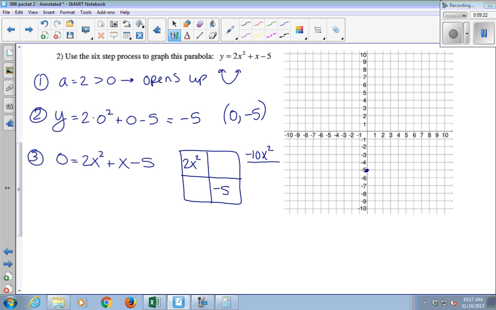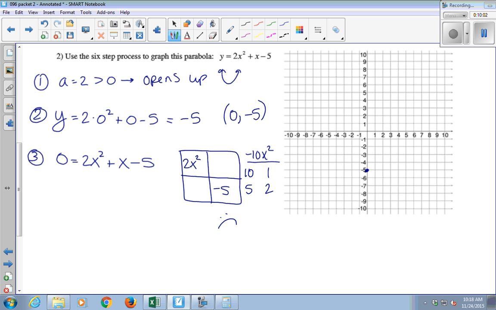So I need numbers that multiply together to make negative 10x squared and add together to make x. Factors of negative 10 would be 10 and 1, 5 and 2. Are there any others? No. And no matter what signs I put on these, I can't add them together and get 1, right? So darn, this just doesn't factor. All right, so I got to use the quadratic formula.